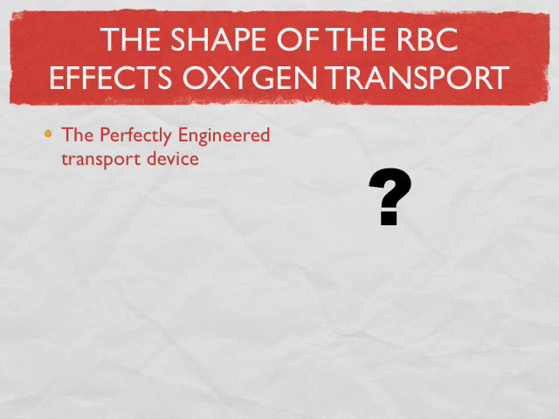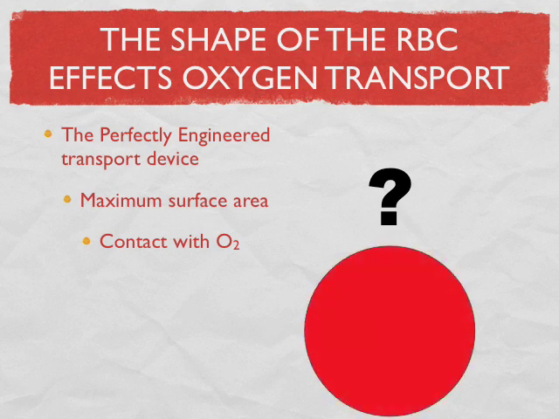Now, do you know what the shape of the red blood cell is? Have you noticed that? It has a maximum surface area. If you were going to design the perfect red blood cell, you would want it to have the maximum surface area, because obviously oxygen floating around is going to encounter the surface of the red blood cell first. It's going to be soaked up from the surface. So I want a red blood cell that has lots and lots of surface area that's going to have contact with the oxygen.